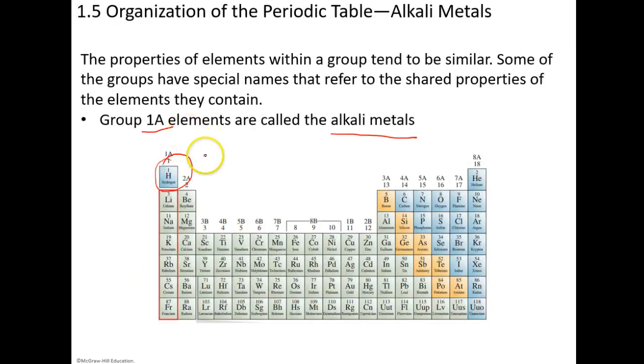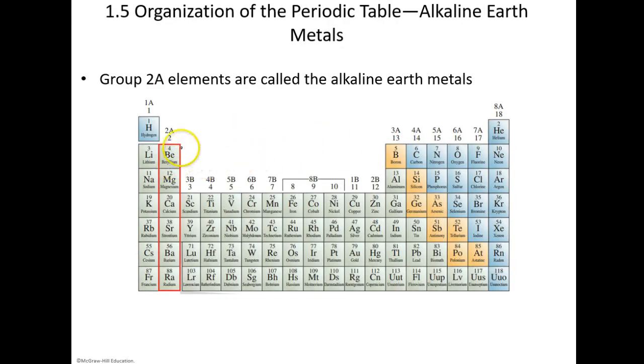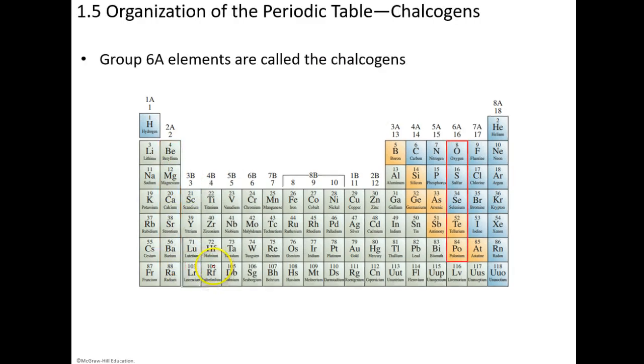All right, so the 1As, starting from lithium all the way down, are called alkali metals. You have to know these names. Group 2 is called the alkaline earth metals, so beryllium down to radium. Group 6, we jumped to 6 because 3, 4, and 5 don't really have names, so group 6 is called the chalcogens.